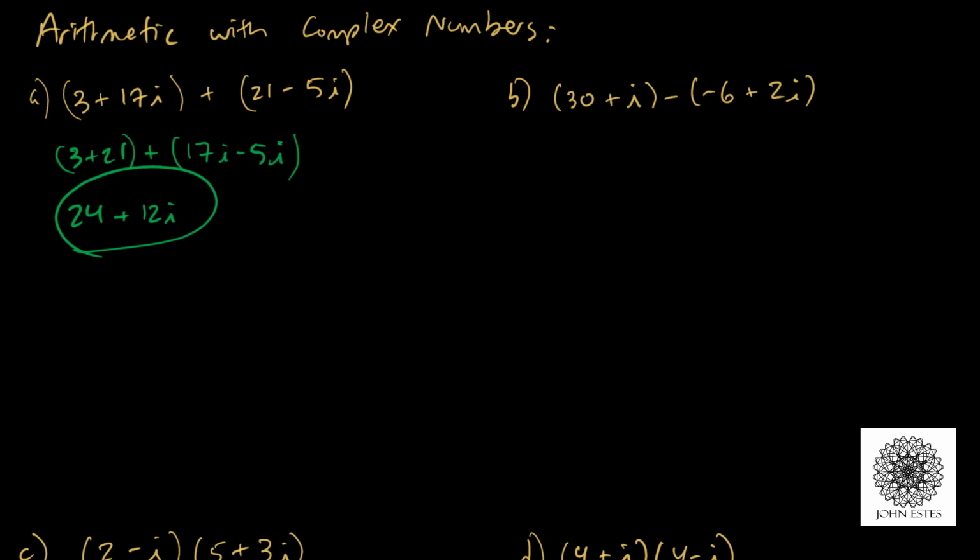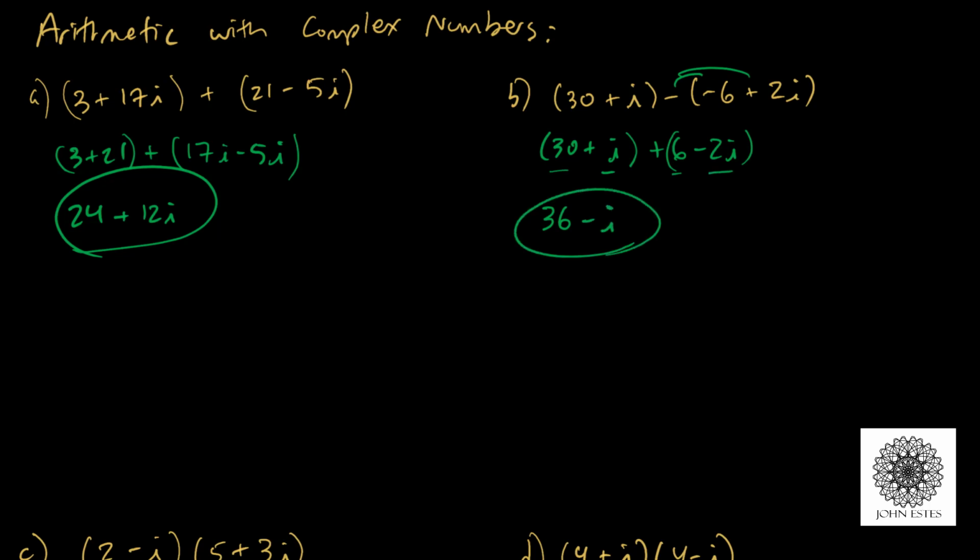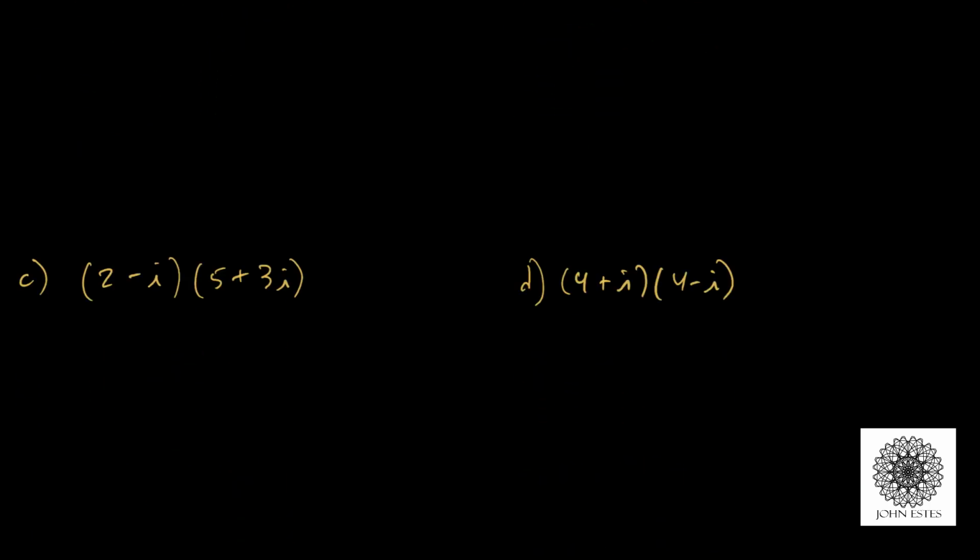Okay, part B with subtraction is just as simple. We need to remember that when I'm subtracting, I need to distribute my negative. So I might turn this into an addition question by distributing my negative across and end up with plus 6 minus 2i. Now when I add my real parts, I have 30 and 6, which is 36. And I add i and -2i, which gives me minus i. 36 minus i is my solution. I hope those make sense. They're pretty straightforward. But now we're going to get into some multiplication.